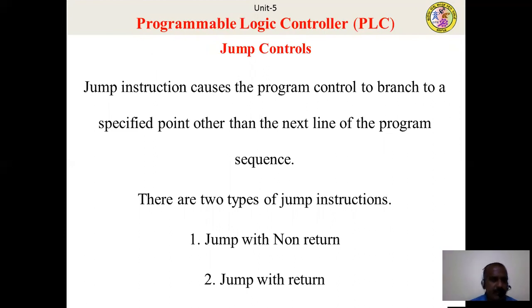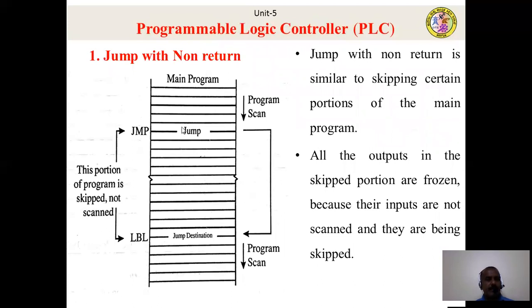Next, coming onto the jump controls. A jump instruction causes the program control to branch to a specified point other than the next line of the program sequence. There are two types of jump instructions: jump with non-return and jump with return.